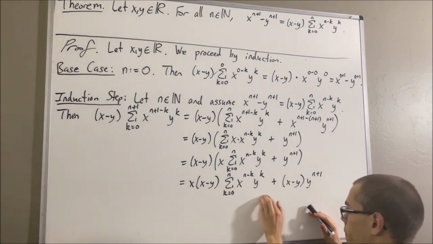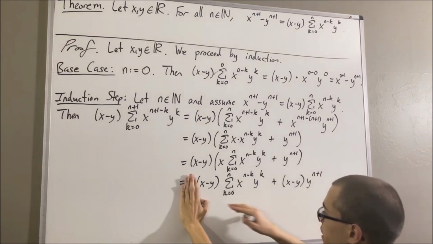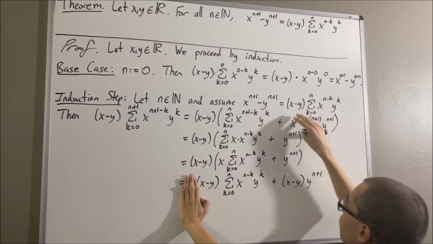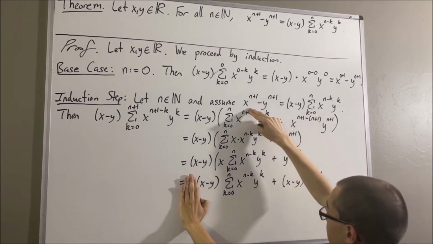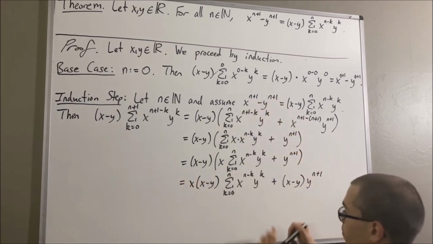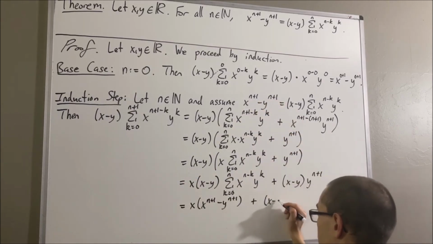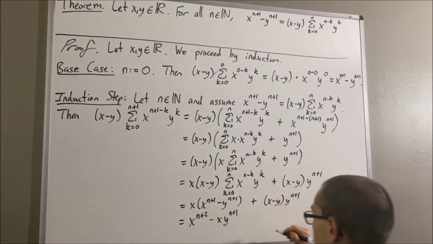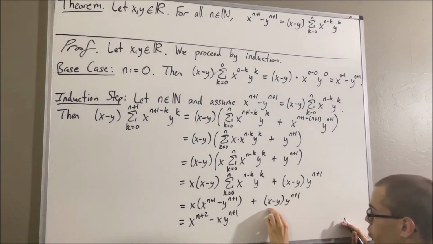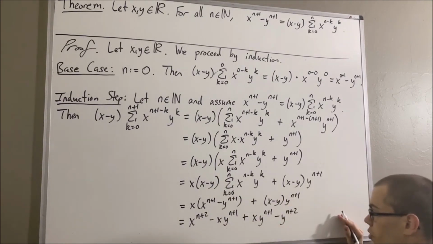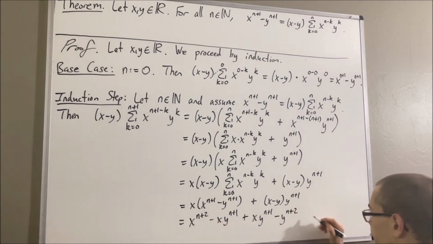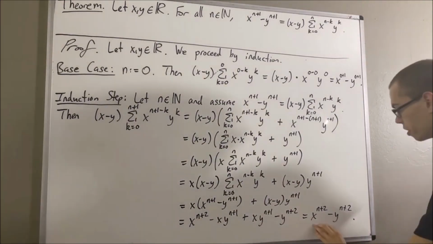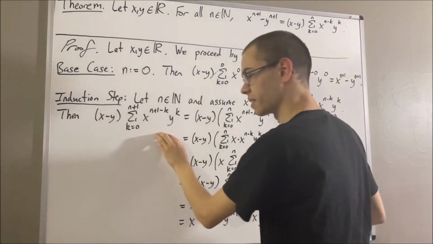Now, take a look at our first term. Ignoring the x, this is precisely what we have in our induction hypothesis, right? We know that this is equal to x to the power of n plus 1 minus y to the power of n plus 1. Next, let's distribute the x across this parentheses. And let's distribute the y to the n plus 1 across this parentheses. As we can see, the two middle terms cancel out, and we are left with this. So as you can see, we have shown that this is equal to this.